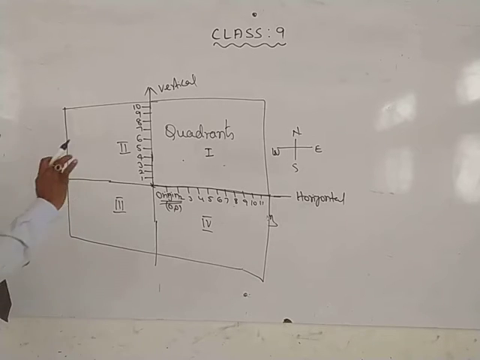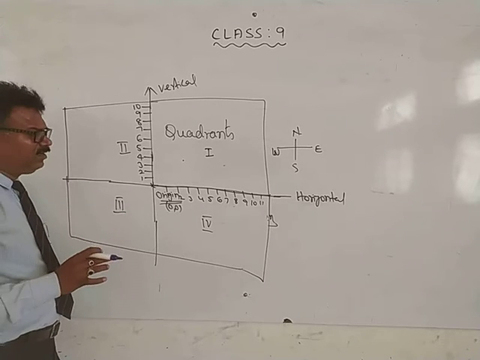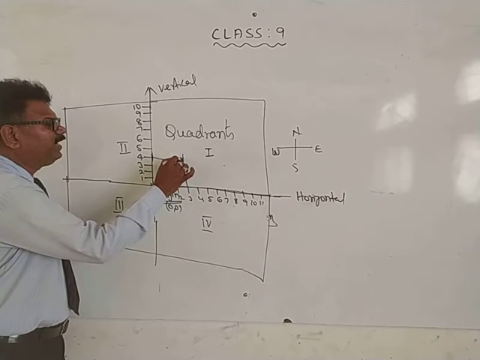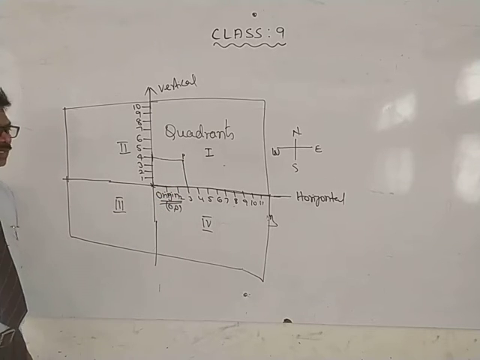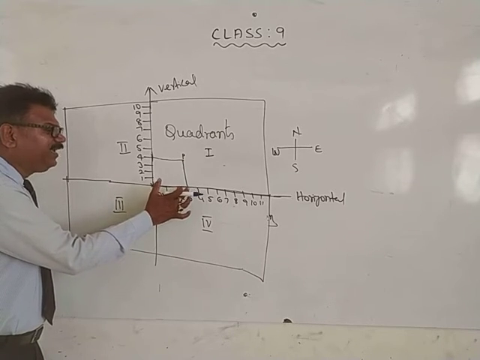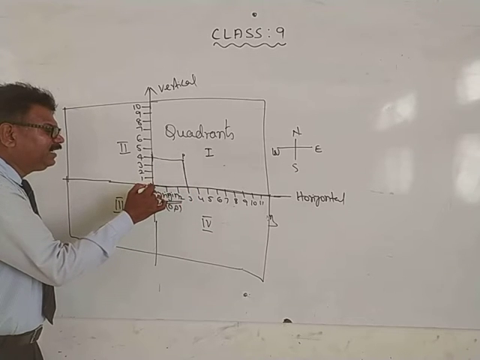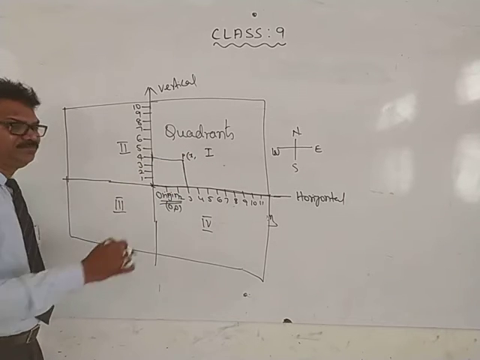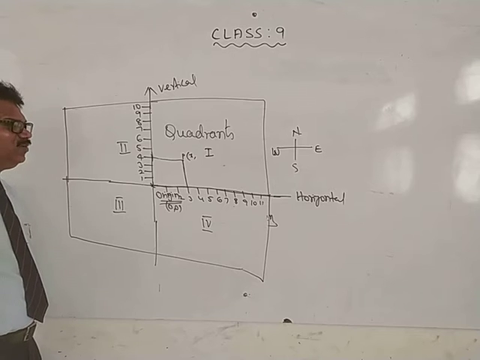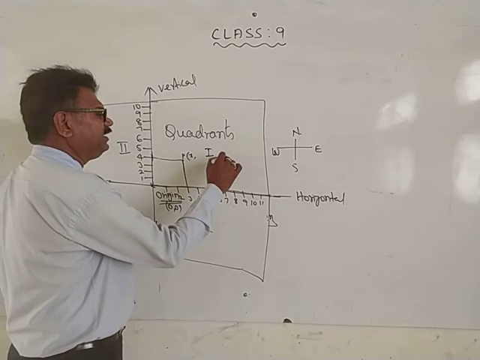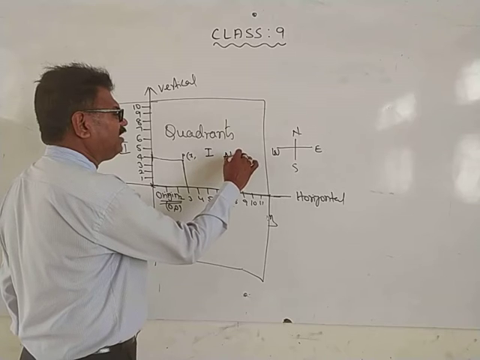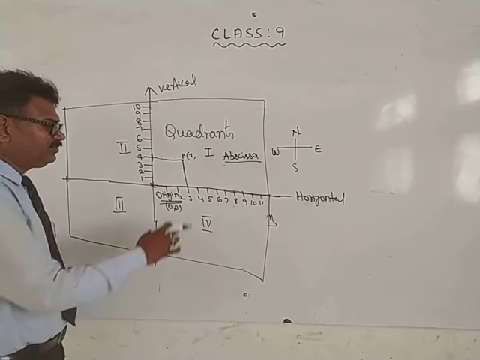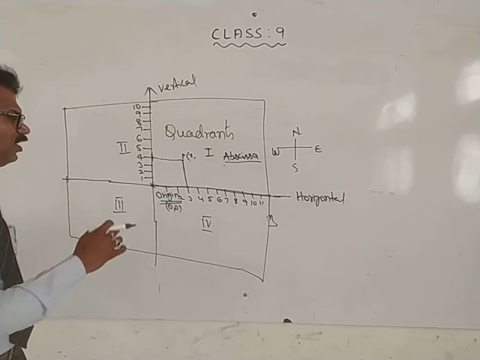It is the location. How to tell the location? Very simple. You draw the first line like this and the second line like this. This is the point P. First you count the distance between this point and the y-axis. That is the value of x. Do you know what that value is called? It is known as abscissa. Abscissa means x value. What about the y value?